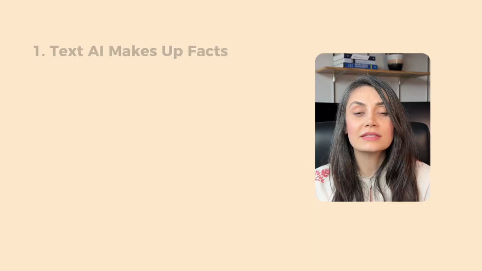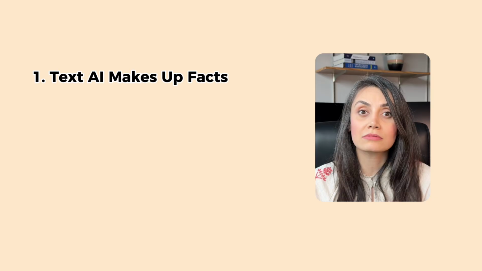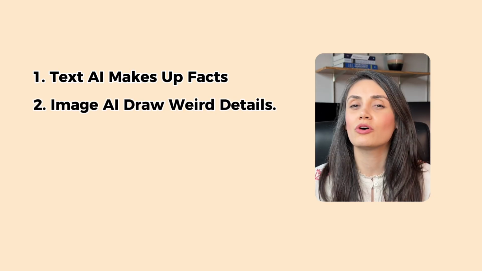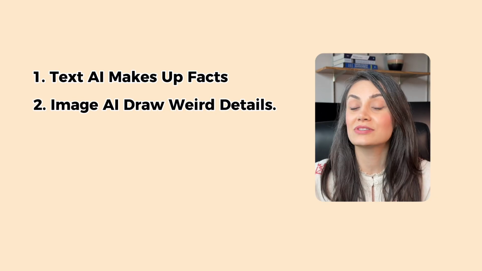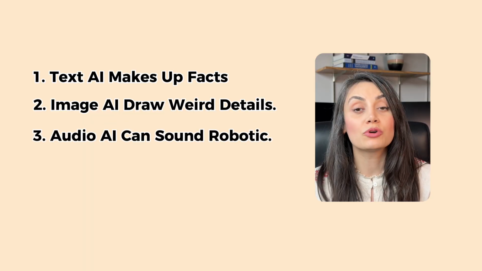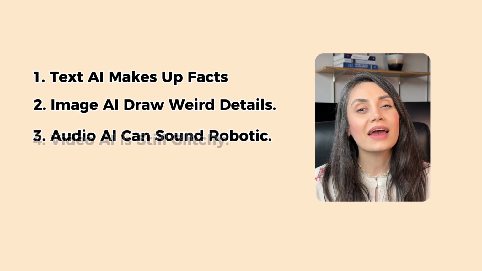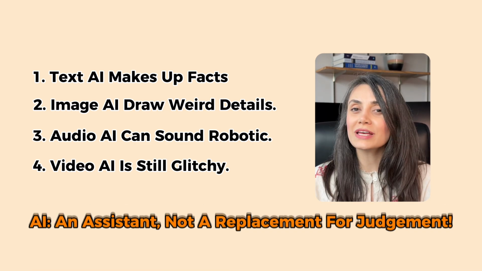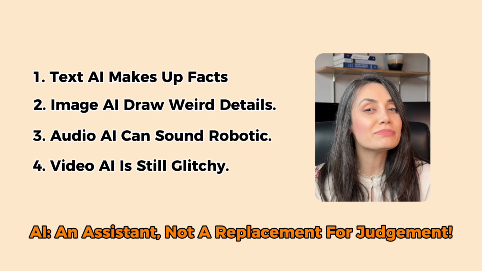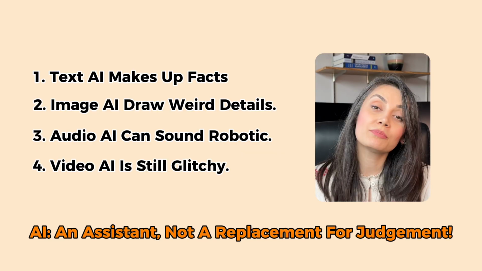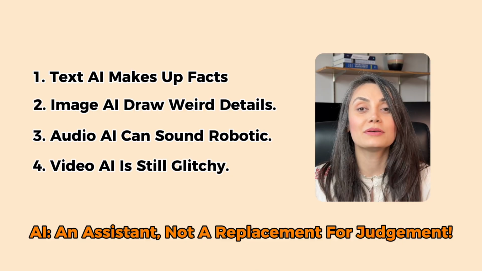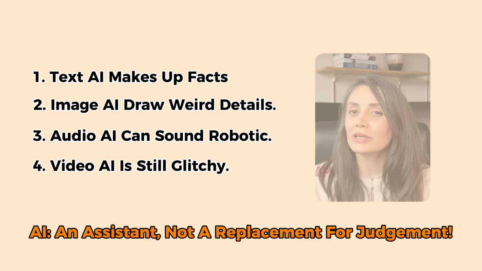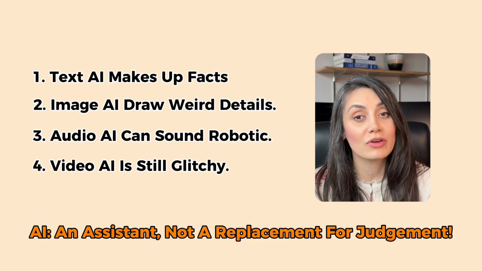Capabilities and limitations. Generative AI feels magical, but obviously it's not perfect. Text tools sometimes make up facts confidently. Image tools can draw weird details like hands with 6 fingers. Audio can sound robotic if you pick the wrong voice. And video is very powerful but still glitchy and limited. So use AI as an assistant, not a replacement for judgment. Double check important details. Don't let it handle important stuff like taxes or legal documents without carefully reviewing them.